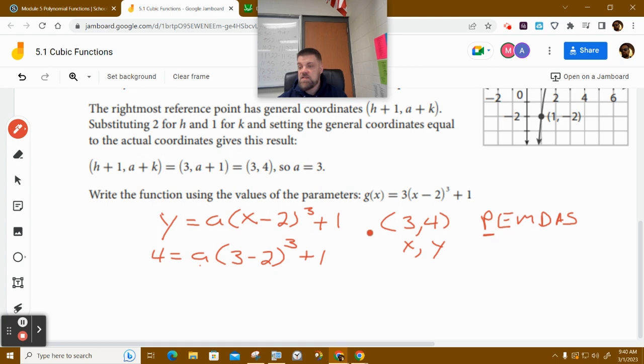Parentheses is first, yes? What is 3 minus 2? 1. So I'm just going to put a 1 there. Are there any other parentheses? Nope. Done with that. What's the E stand for? Exponents. What's 1 raised to the third power? 1. So on the next line, let me write it out so you can think about it. 1 to the third power times A plus 1. 1 to the third power is 1, so we've got 4 equals, what's 1 times A? A plus 1. How do I get A by itself?